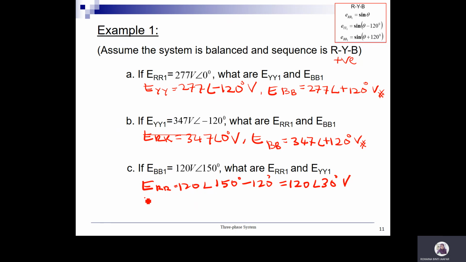Okay, how about EYY? The relationship will be inverse, so you have to plus. So 150 plus 120, you will get 120 to 7 volt. So this is the answer.